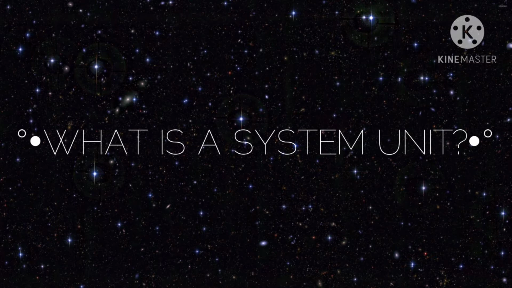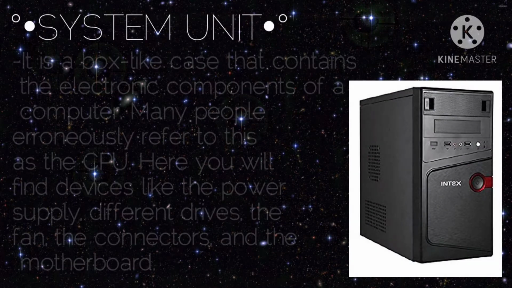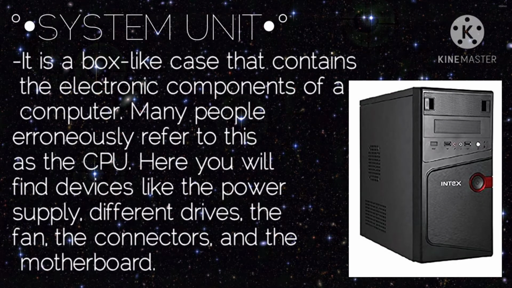What is a system unit? System unit. It is a box-like case that contains the electronic components of a computer. Many people erroneously refer to this as the CPU. Here you will find devices like the power supply, different drives, the fan, the connectors, and the motherboard.